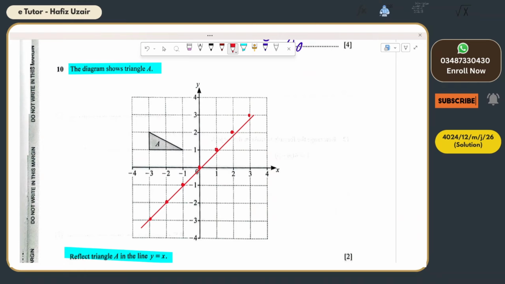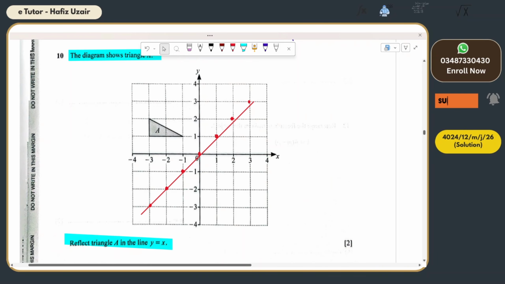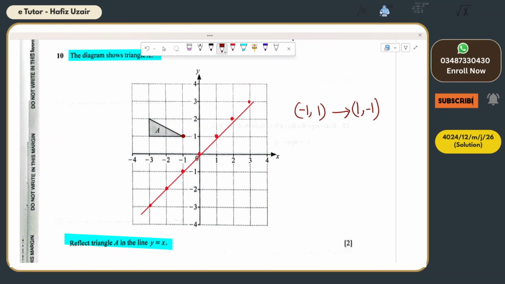And okay. So the shortcut trick for this part is actually when you need to reflect anything across y equals x, what you are supposed to do is just swap the coordinates. So let's do that. So the coordinate of this point is minus 1, 1. And if we swap these, this will become 1 comma minus 1. So the point will be over here. So this point will be shifted over here.